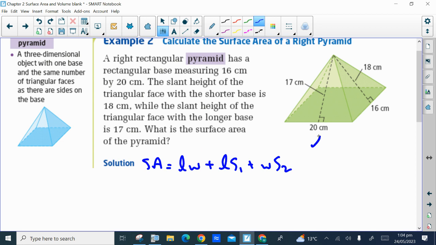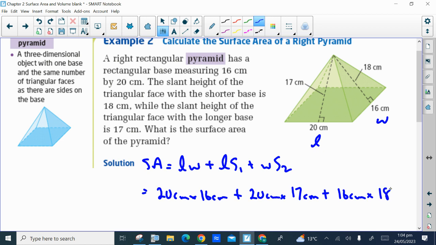So if we say that L is 20 and W is 16, S sub 1 goes with L, so S sub 1 would be 17 centimeters. S sub 2 comes off of W, that would be 18 centimeters. But first we do length times width plus the length of 20 centimeters times slant height 1 of 17 centimeters plus our width of 16 centimeters times slant height 2 of 18 centimeters.